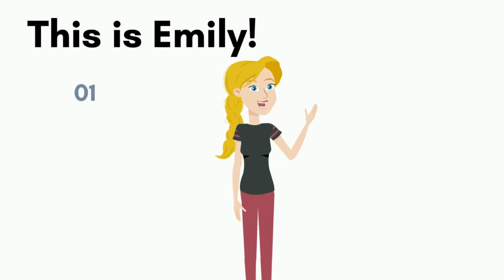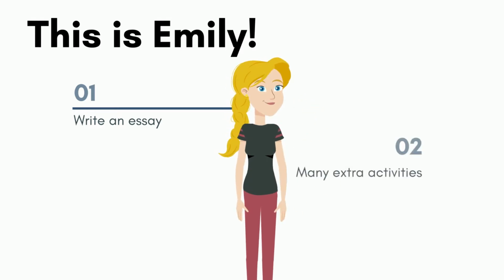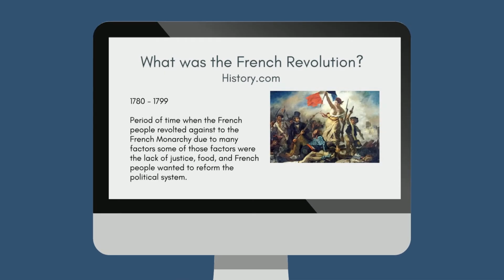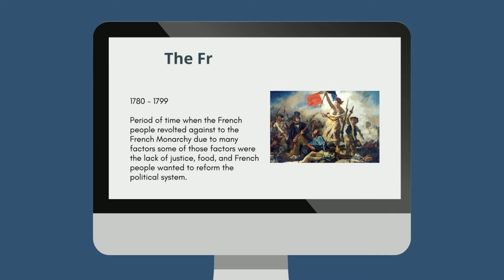This is Emily. She was asked to write an essay about the French Revolution. Because she's involved in many sports and student groups, she failed to organize her time and started to work on her essay a couple hours before the due date. She found it easy to copy and paste information from different platforms and forgot to add the citations because she was running out of time. As a result, she failed the assignment.